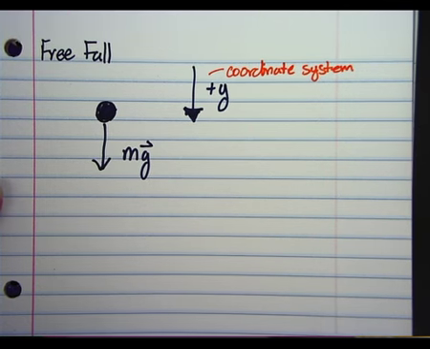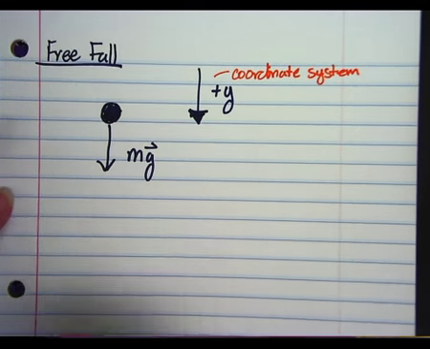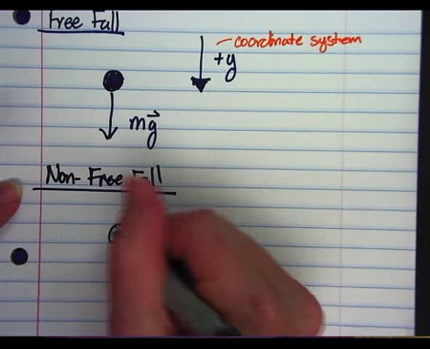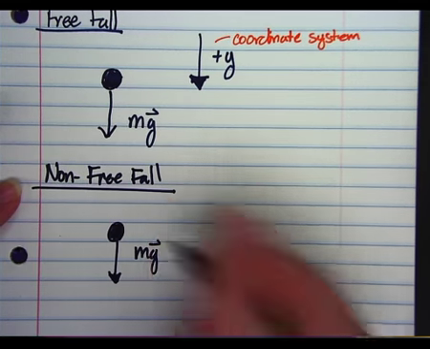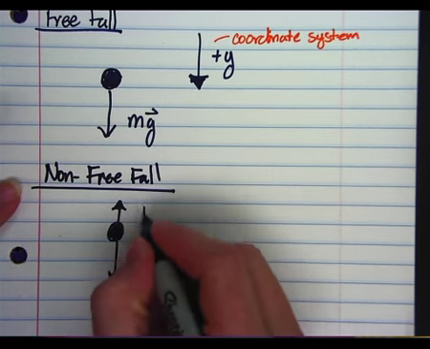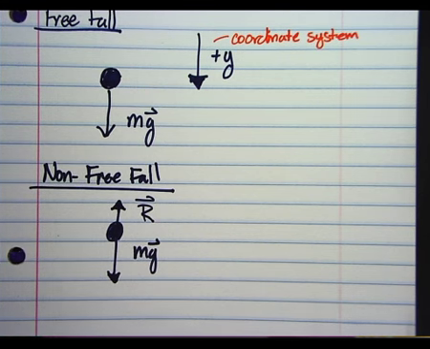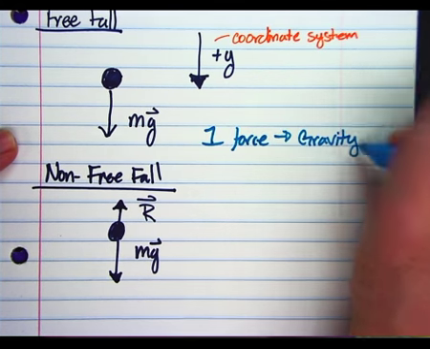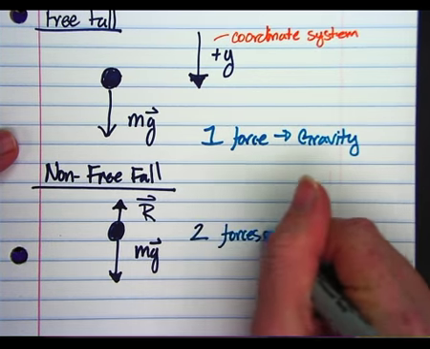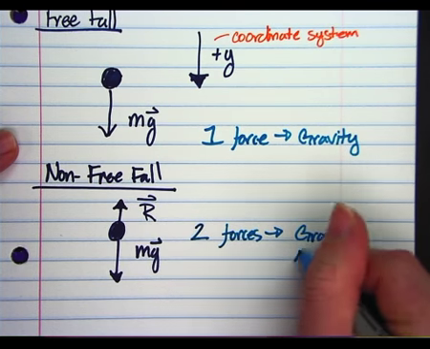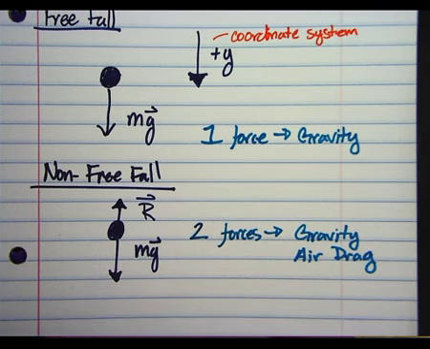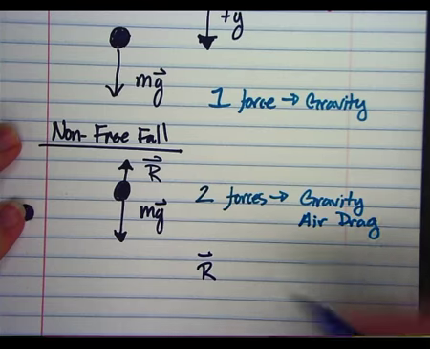Alright, so we've got free fall, where an object is just falling, and the only force acting upon it is its weight. And then we've got non-free fall, where there is weight and then this other force, R. So the only force acting on free fall is gravity. There are two forces acting on a non-free fall object: gravity and air drag, given to us by R.